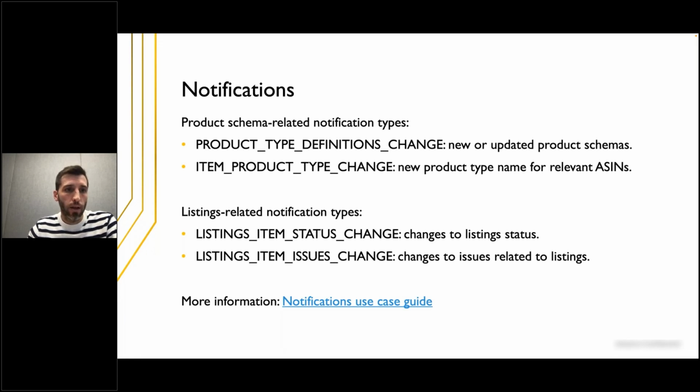And then lastly, the listings items issues change will give you information about changes that are related to issues in the listing. So whenever there is a new issue or whenever an issue that existed in the listing before is resolved, you will get a notification saying this issue, for example, is not there anymore. Your submission is now valid. Again, we included a link to the notifications use case guide, so you can take a deeper look. In the handout, there is a link to that as well.